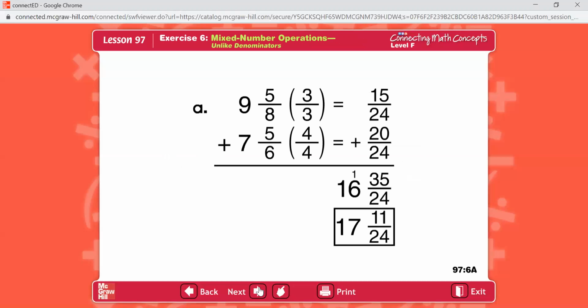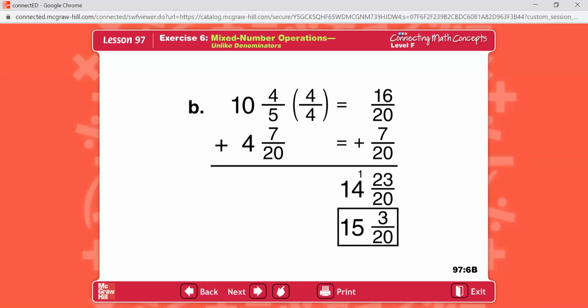Check your work. Problem A, 9 5/8 plus 7 5/6 equals 17 11/24. Problem B, 10 4/5 plus 4 7/20. Again, the denominators are not the same. Pause the video now to work the problem. Resume when you're ready to check your work. Problem B, 10 4/5 plus 4 7/20 equals 15 3/20.